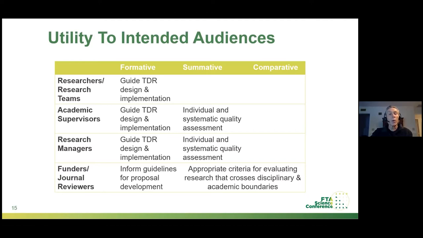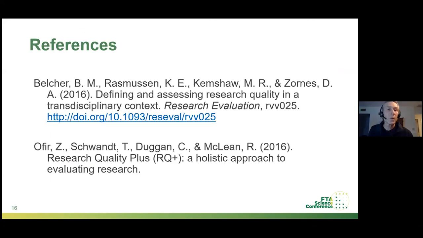The framework can be used by researchers themselves to guide project or program design and implementation, by academic supervisors, by research managers to guide and assess research for development work, and by funders, journal reviewers, and others to evaluate research that crosses disciplinary and academic boundaries. And there's a couple of references to our paper and also to the RQ Plus paper.